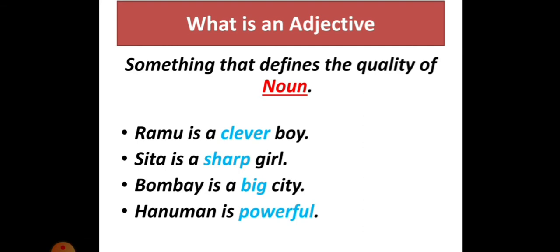And Hanuman is powerful. If you look at all these four sentences, you have words like clever, sharp, big, powerful, which are defining the qualities of nouns. When I say Ramu is a clever boy, clever is the quality of Ramu. Sita is a sharp girl, sharp is the characteristic of Sita. Bombay is a big city, big is defining Bombay. So these are the basic functions of adjectives. Adjectives are used to define the qualities or the characteristics or the features of nouns.